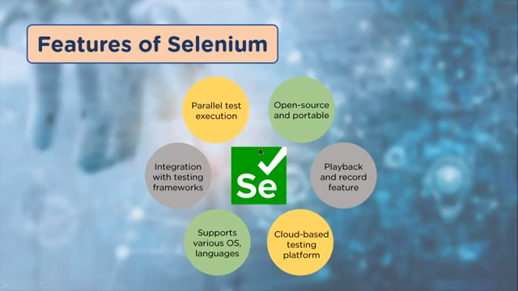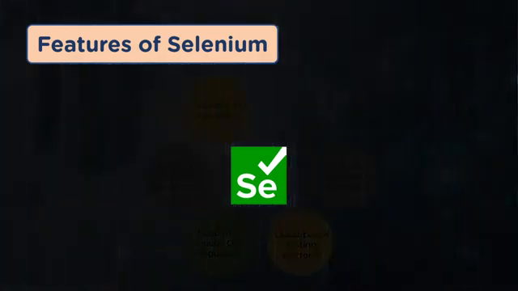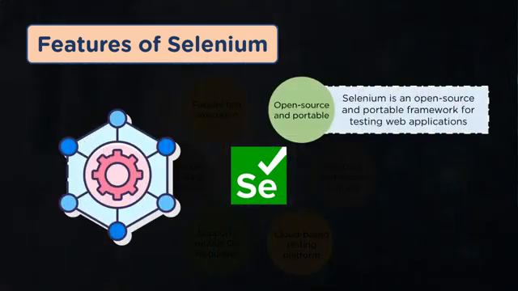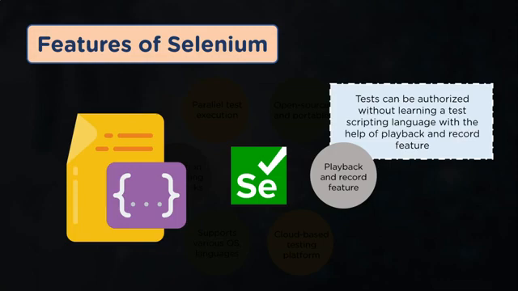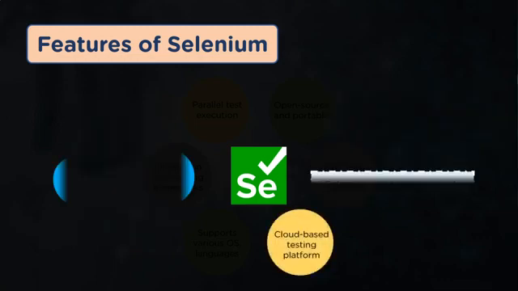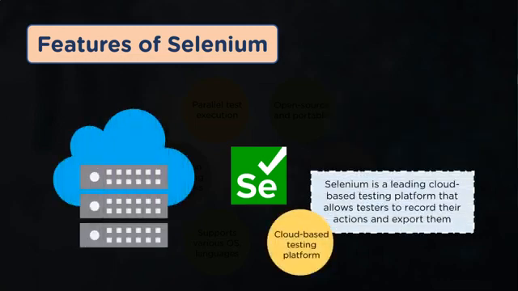So here, the first feature that we have is open source and portable framework. This feature states that Selenium is an open source and portable framework for testing web applications. In addition to that, Selenium commands are categorized in terms of different classes, which make it easier to understand and implement. The second feature is the playback and record feature. The feature states that the tests can be authored without learning a test scripting language with the help of playback and record features. The next feature says that Selenium is a cloud-based testing platform.